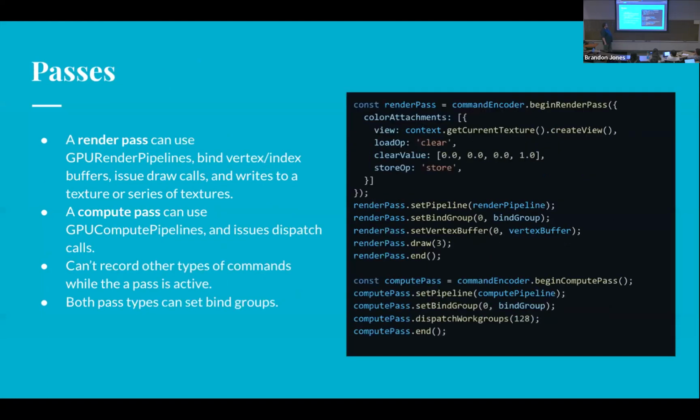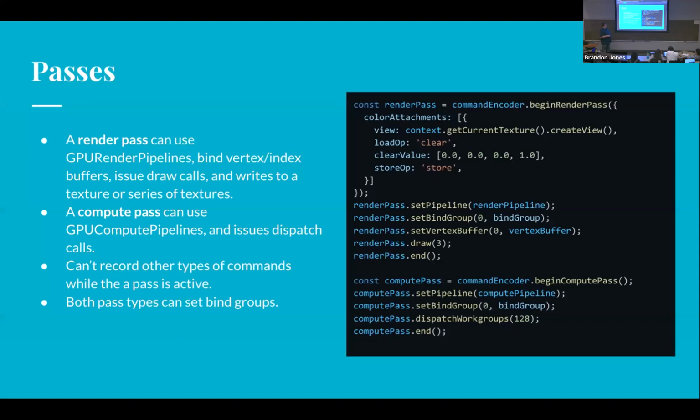The passes themselves, we've seen examples of this kind of scattered throughout a bunch of the previous slides. Render passes are the more complex ones. You have to start them out by telling them all sorts of information about what the color and depth attachments are, and am I multi-sampled or not, and what do I do to resolve if I'm multi-sampled. This is a very simple example. And then you can get into there and say, okay, I'm going to set up my pipelines and my bind groups and my vertex buffers and draw.